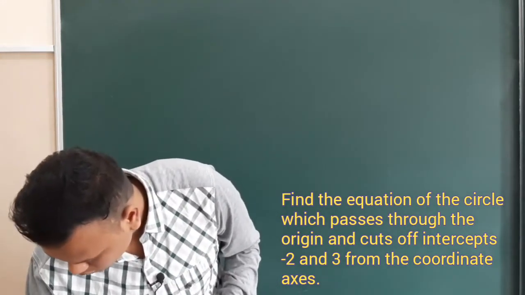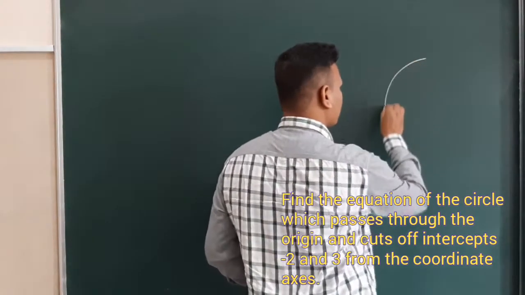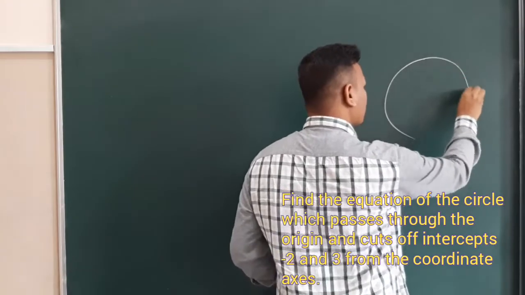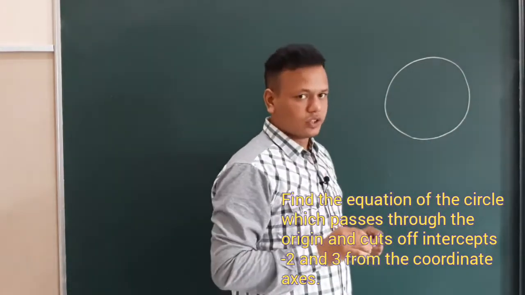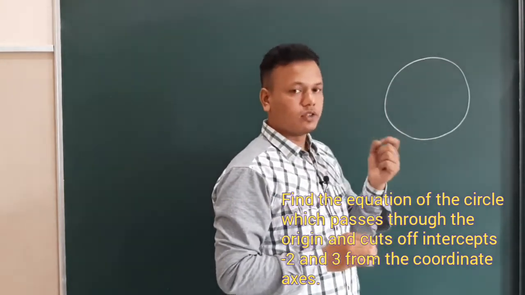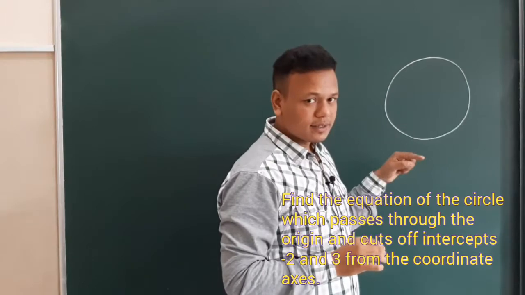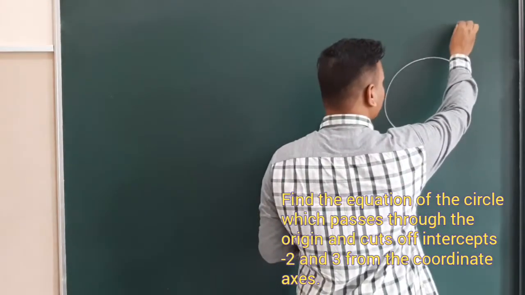Now I'll draw the diagram for you so that we can understand. So there is a circle, let me draw a circle first. This is the circle for you. Now this circle passes through the origin. After passing through the origin, it makes minus 2 on the x-axis, so the x-intercept is minus 2. Your diagram looks somewhat like this.